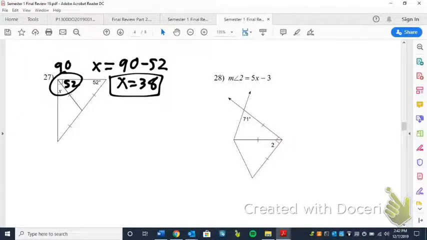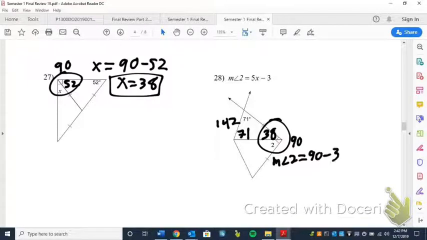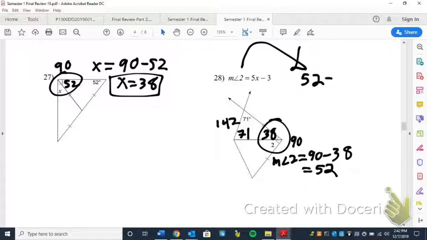28 is a little bit different because now we have to solve for the angle and then plug the angle in to solve for x. But the same general idea. We start off with 71. We know the other base is 71. That means the two bases together are 142. We know that all three of the angles together in that triangle have to equal 180, which means that that top angle is 38. We know those two angles together have to equal 90. So measure of angle 2 is going to be 90 minus 38, or 52 degrees. So 52, right there, equals 5x minus 3. Add 3.